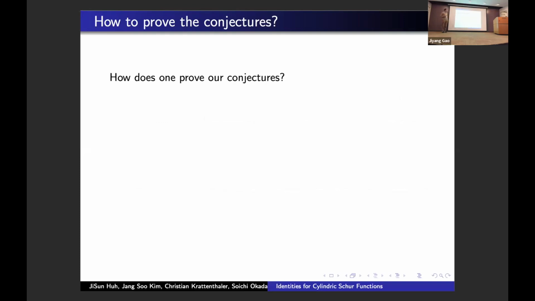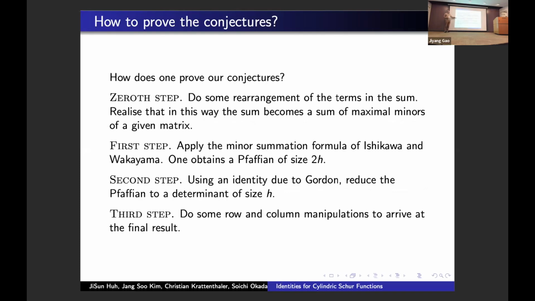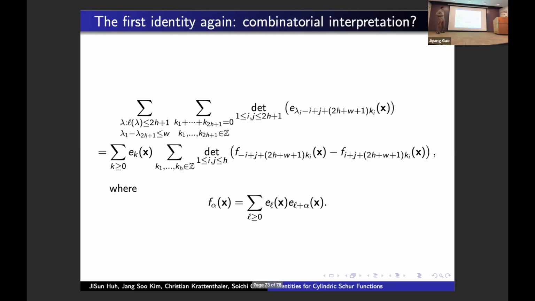So how does one prove our conjectures? There's a preparatory step where you do some arrangements of the terms in our biggest summation, and then you realize that the minor summation formula can be applied again. Then you use Gordon's reduction from the Pfaffian to determinant, and you apply exactly the same manipulations of rows and columns as in Stanley's paper to get the result. Right, so here's the first identity. Now it's proved. For the second identity, it's exactly the same.